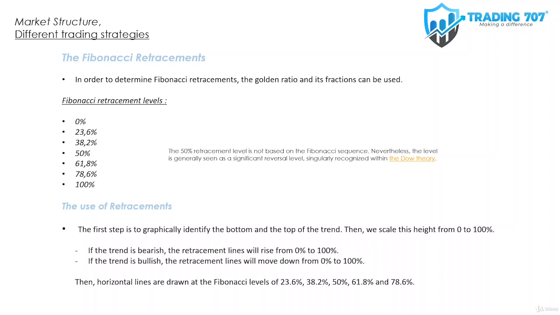Horizontal lines are then drawn at the Fibonacci levels of 23.60%, 38.20%, 50%, 61.8%, and 78.60%. Let's take a look at a concrete example of the placement of the retracement level and their use.